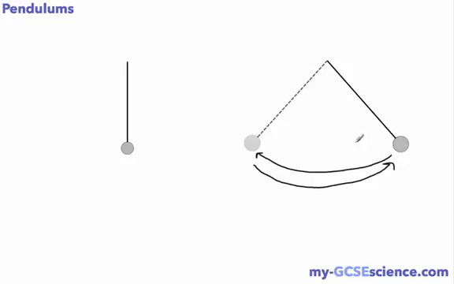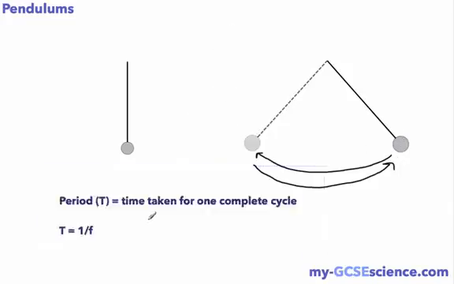Now there's a special name for the time taken for it to do that, and that is called the period, and it's denoted by the letter capital T, and the period is the time taken for one complete cycle. Now by one complete cycle we mean the time taken to go from one end to the other and back again. That's very important that you measure all the way there and all the way back to get the correct value for the period, and that's time, so it's measured in seconds.